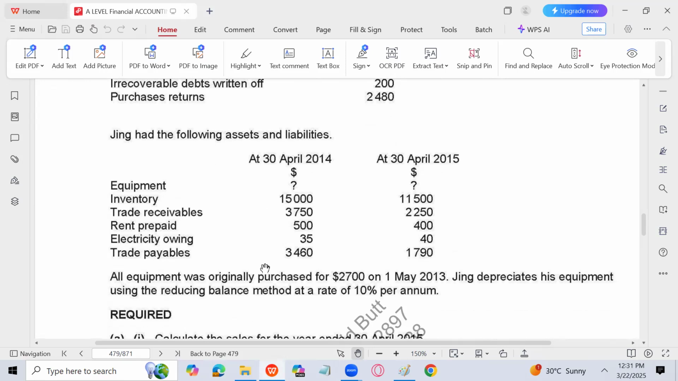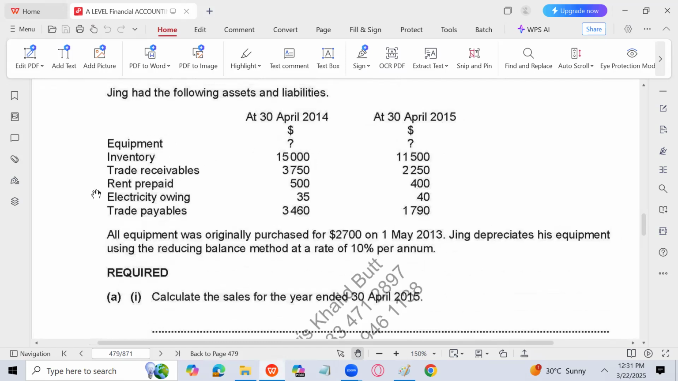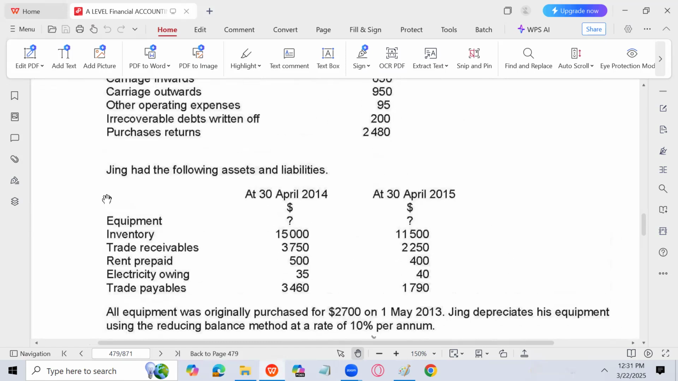And all equipment was originally purchased for 2,700 on 1st May 2013. Jing depreciates his equipment using the reducing balance method at the rate of 10% per annum. Calculate the sales for the year ended. First of all, you have to write something.